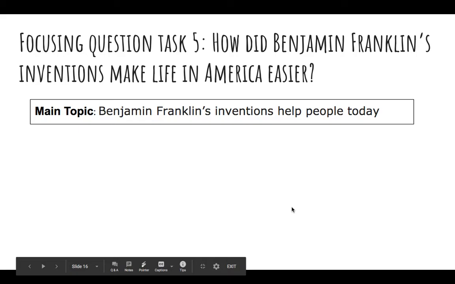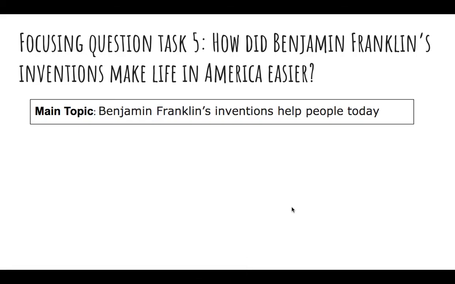Alrighty, in tomorrow's lesson, we will be writing for our focusing question task, right? Every time we have a focusing question task, that's the paper you need to focus on, and that's the question we are answering. This time the question is, how did Benjamin Franklin's inventions make life in America easier? To put it really simply, how did Ben Franklin's inventions make our life easier? That's it.